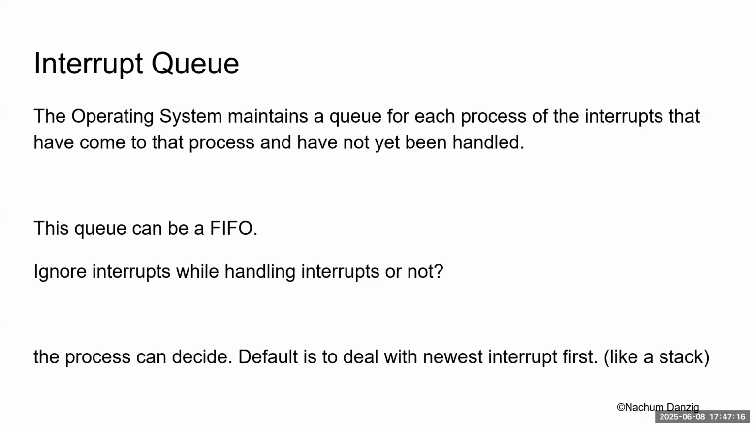That's one way. But another way is to say, no, I'll ignore the phone call as long as I'm in the first interrupt. Anyway, it's not clear. The process can decide. The default is to deal with the newest interrupt first, which means that you would go to the phone call. If the doorbell came first and then the phone rang, you would go to the phone.